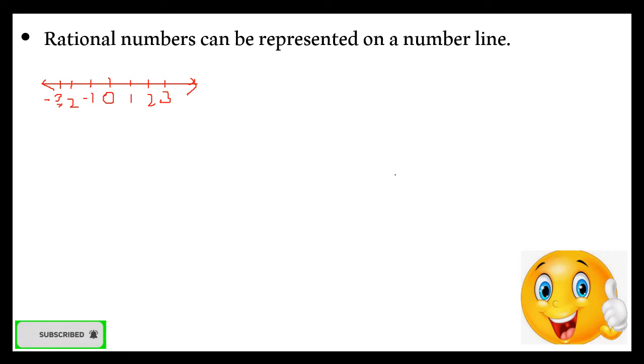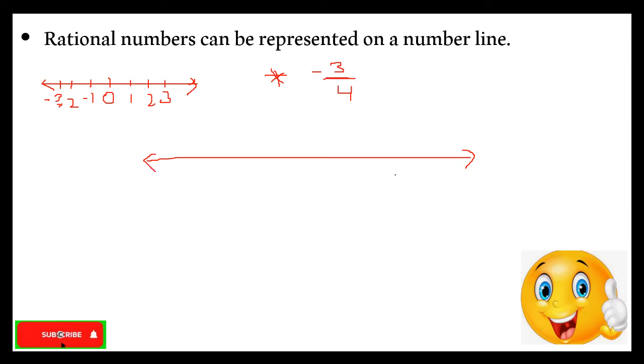But what about the rational number? How can we represent it on the number line? Suppose I'm going to represent minus 3 upon 4 on the number line. How can I represent it? So if I have a number line, first I need to look at the denominator. This is 4. So this can be written as minus 3 into 1 by 4. So 1 got divided in 4 equal parts and then it is 3 times.